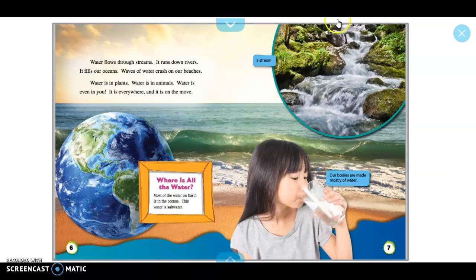So up here at the top, you see this is a picture of a stream. All right. And then this little girl right here, she's drinking a glass of water, and it says our bodies are made of mostly water.